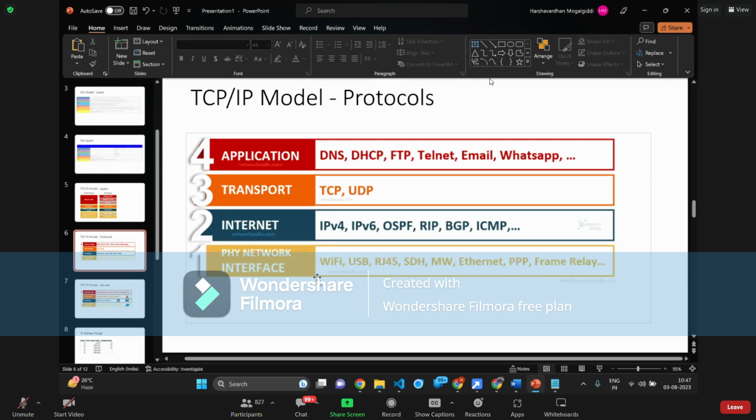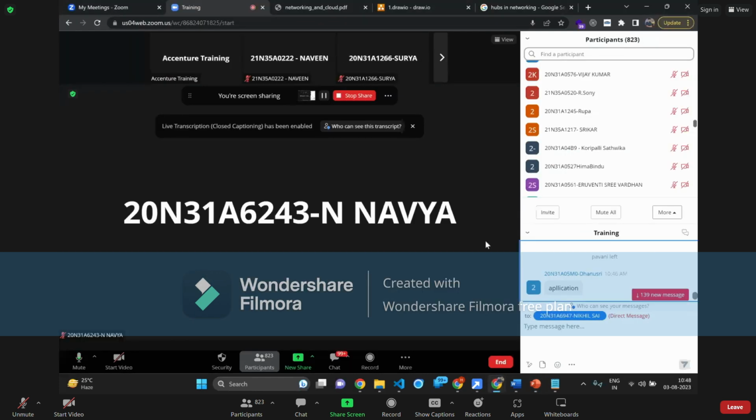So your physical layer basically uses these protocols, Wi-Fi, USB, and all. The internet layer, or network layer, uses IPv4, IPv6, OSPF, RIP, BGP, ICMP. Then in your transport layer, you've got TCP and UDP. You know what the difference is between TCP and UDP? Major difference, you tell me. Single word.